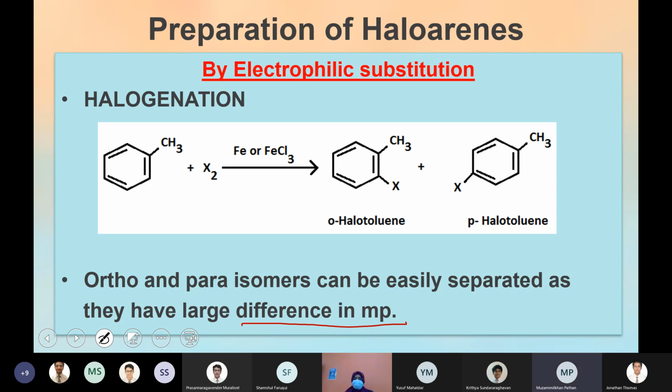What's MP full form? MP is melting point. Melting point, or it can be a difference in boiling point if they are liquid.